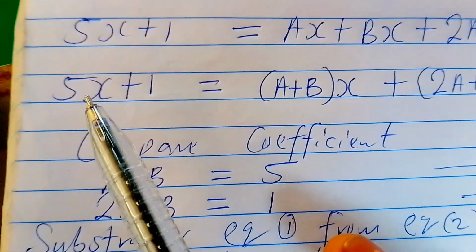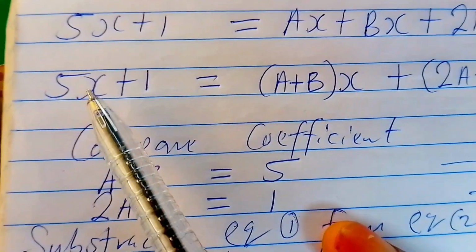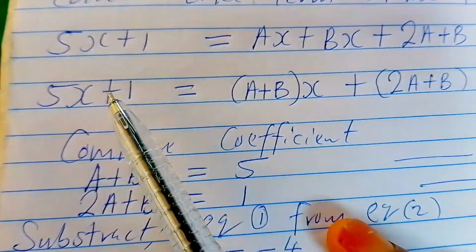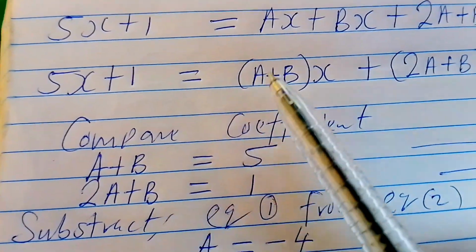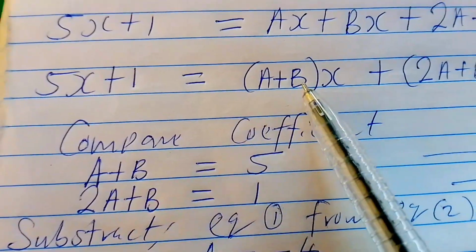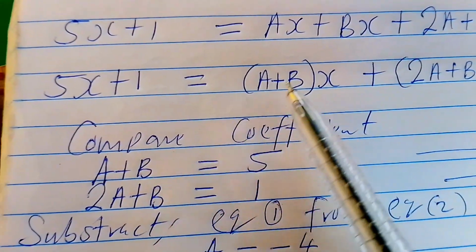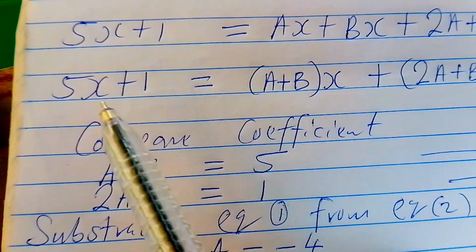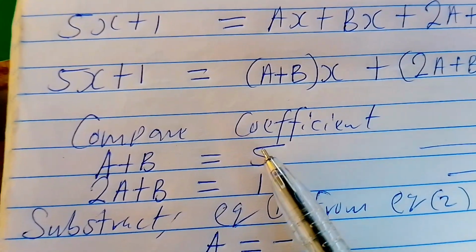Now if you look at our left hand side here, we have 5x, right? 5 is our coefficient because it's the first number before the variable, right? Now this is our coefficient, so we are comparing the left hand side to our right hand side. Now if you look at our right hand side, we have (a plus b)x, right? Now x is attached to this. Now we are comparing their coefficients. What is attached to x on the left hand side is 5. So therefore our a plus b becomes equal to 5, because 5 is the coefficient of x. That's why we equate it to the coefficient on our left hand side, which is 5.